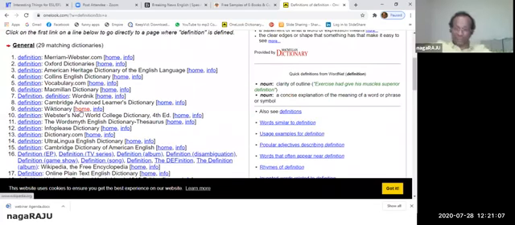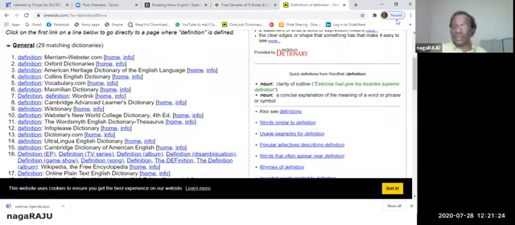Instead of searching for 29 dictionaries separately, all 29 dictionaries and the meanings are here. For instance, I want to refer to Collins dictionary. I can just click here. It takes me to the Collins dictionary and then it gives me the meaning of the word definition.